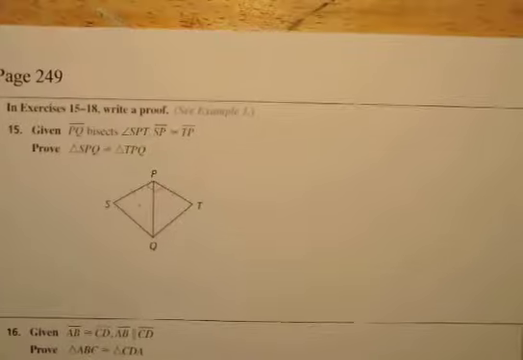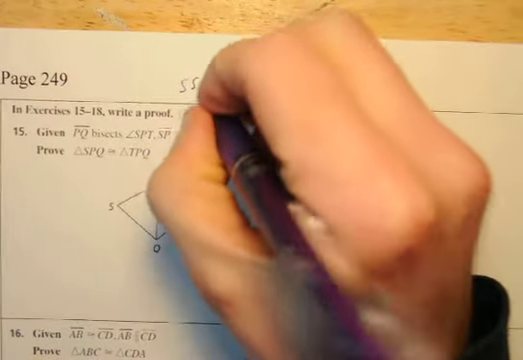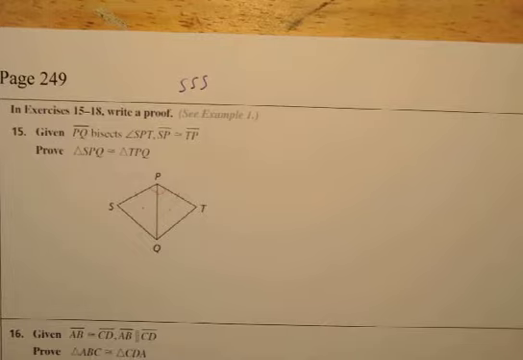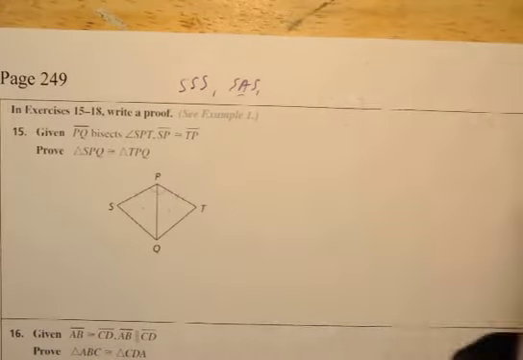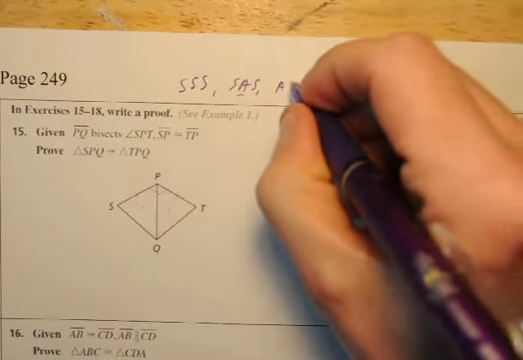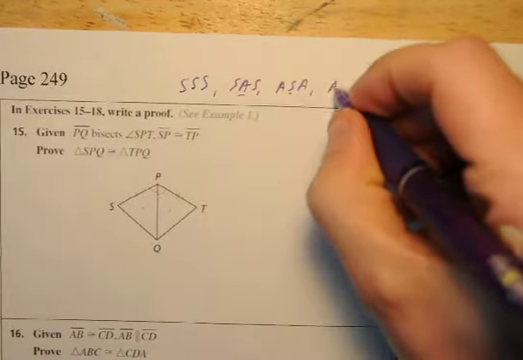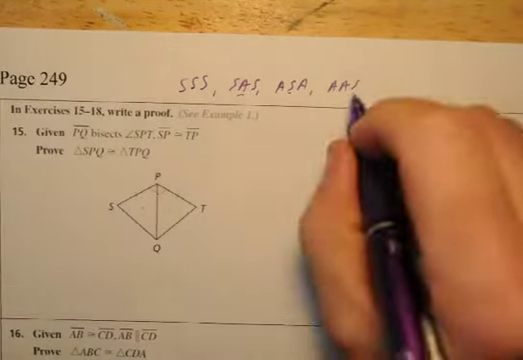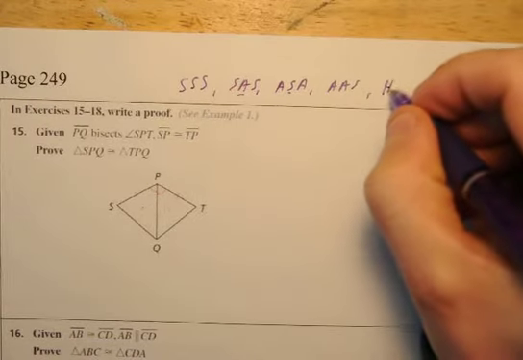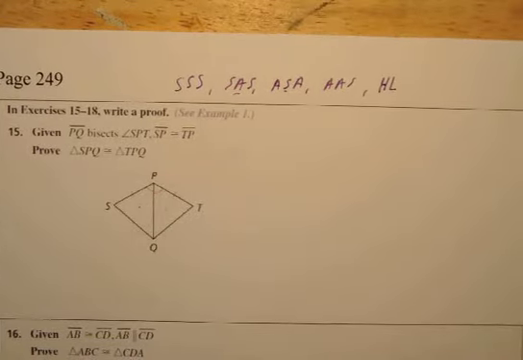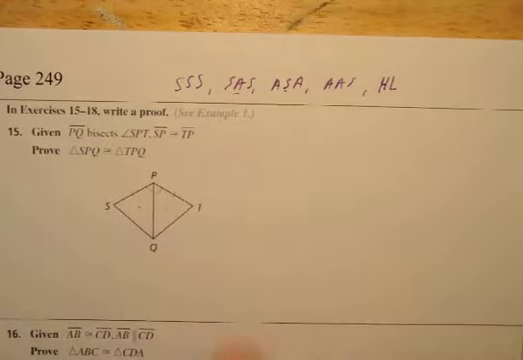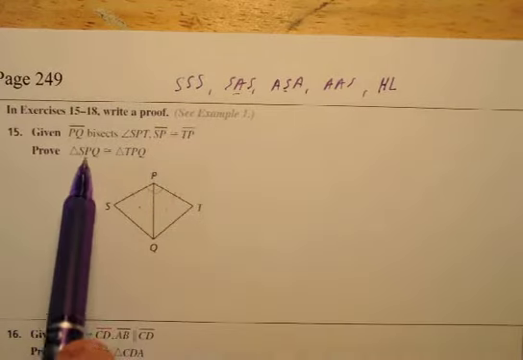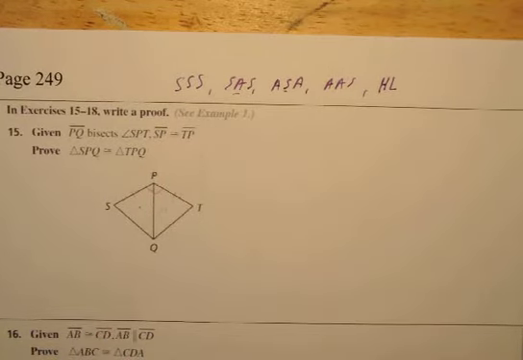And if you remember, we can use side, side, side. So 3 sets of sides congruent would imply that the whole triangle is congruent. Side, angle, side, where the angle is included. You got angle, side, angle, where the side is included. And you've got angle, angle, side, where the side is not included. And then the last one is the HL if it's a right triangle. So those are the options. That's what we're trying to get to. We need to find 3 pieces of evidence, and then we're going to conclude that the triangle is congruent.